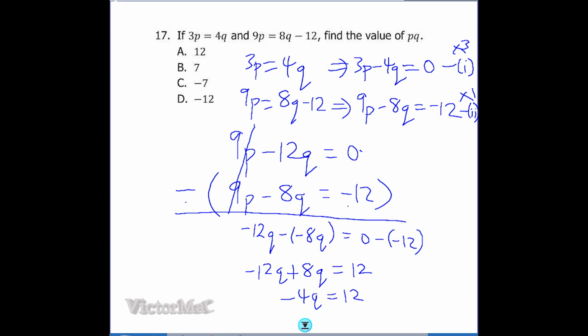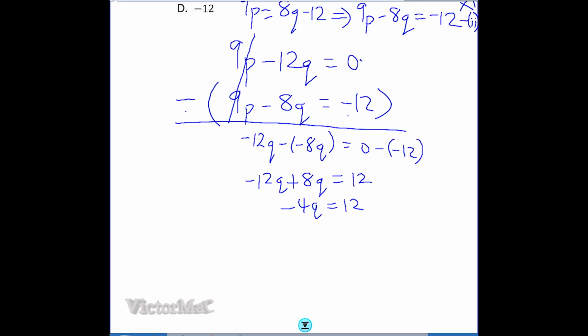Don't forget, to find the value of pq in the question, we're going to multiply p and q. So let's proceed. Divide both sides by minus 4. All right. So minus 4 cancels minus 4. q equals minus 3, because 12 divided by minus 4 is minus 3.